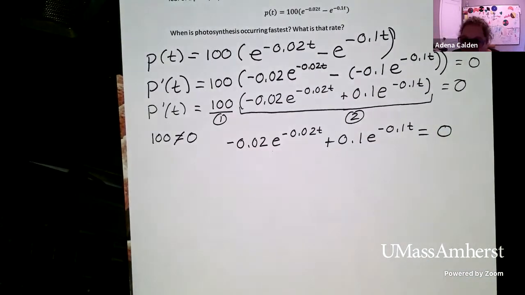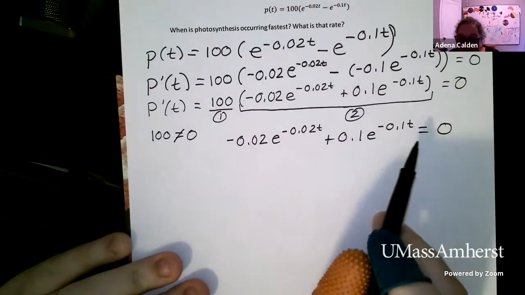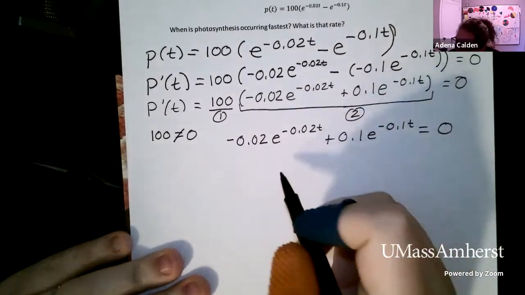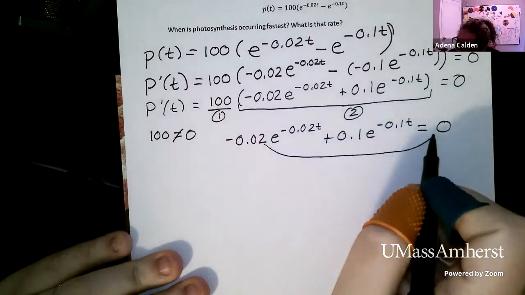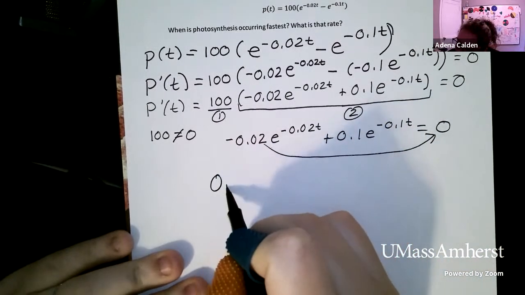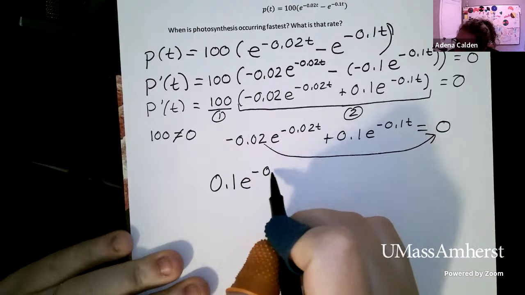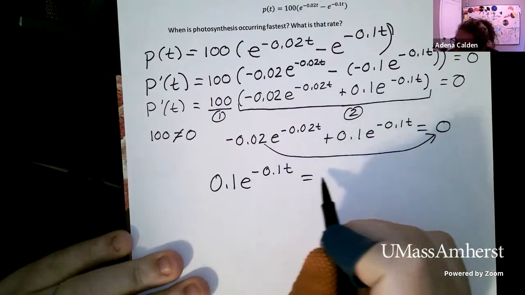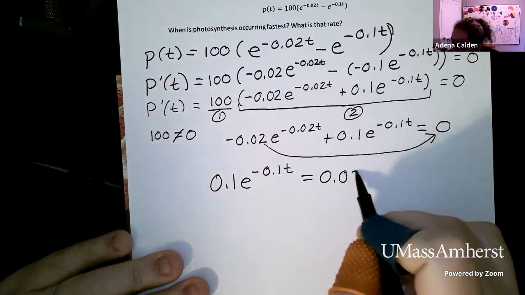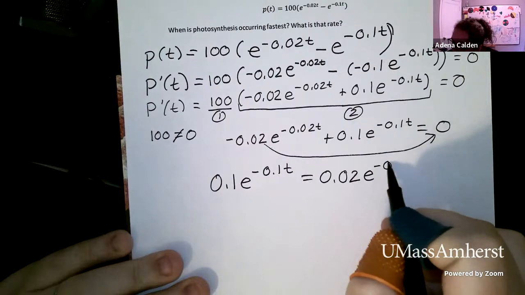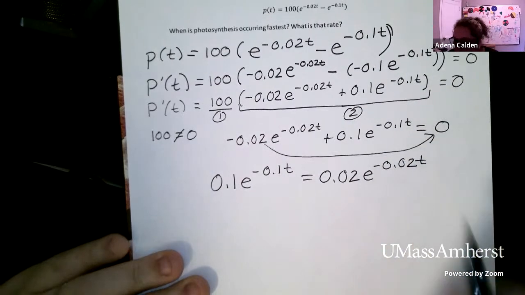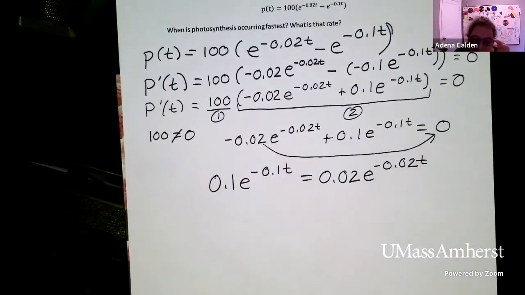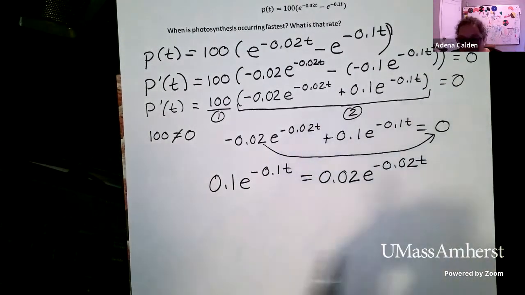It doesn't matter which one you bring over, but I'm going to pick the first term so that both terms end up being positive, right? So I'm going to bring this over here. So then I'm left with 0.1 e to the negative 0.1 t equals 0.02 e to the negative 0.02 t. So I just brought this over, I added it to both sides, and now I have something that looks like this.